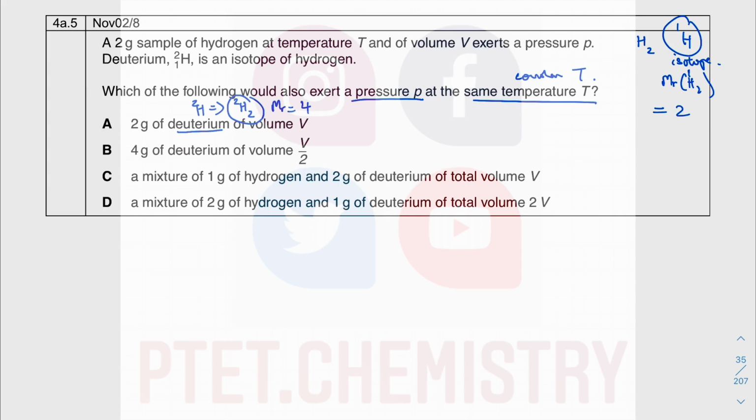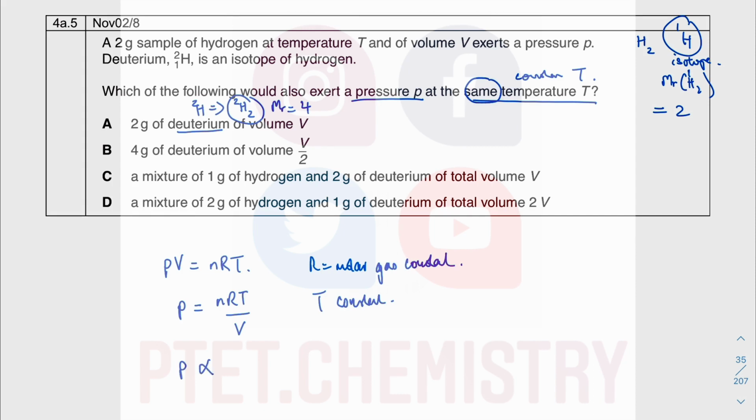Okay, so we know that PV equals nRT. So what else is constant? We want to exert pressure, so it's nRT over V. R is just your molar gas constant, a constant that I can take out of the proportion. And temperature is constant as well because you have the same temperature. So the relationship is just n over V. Those are our variables.